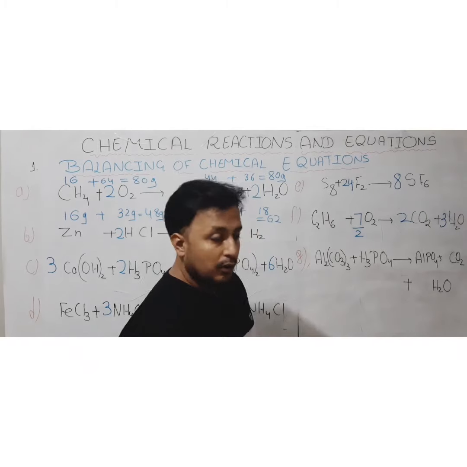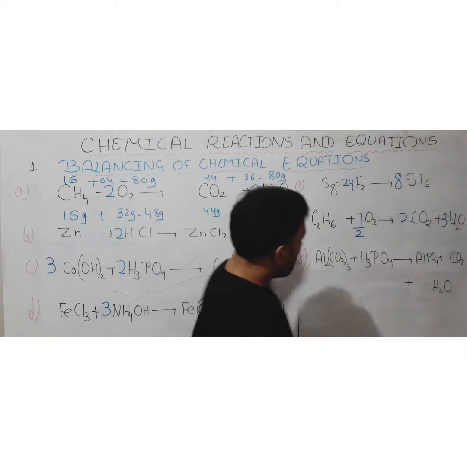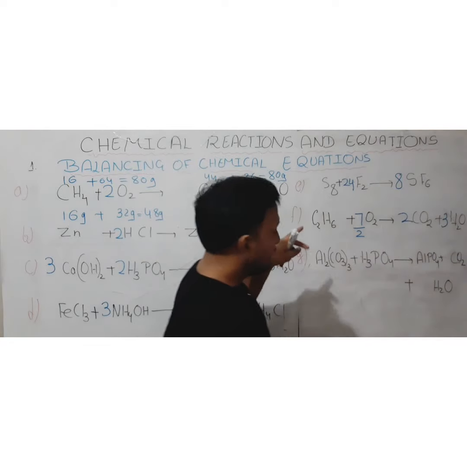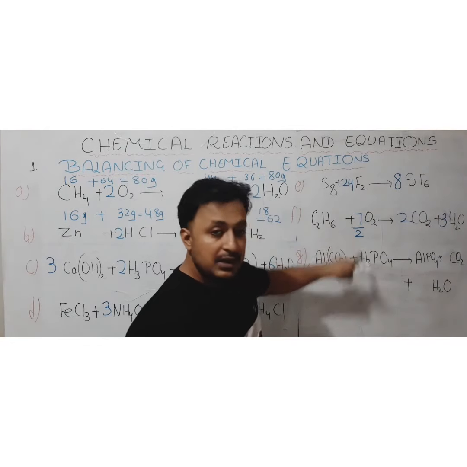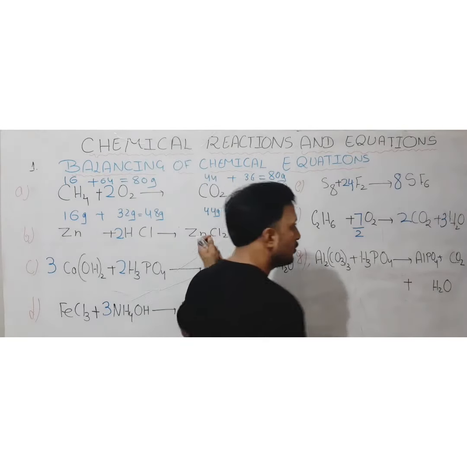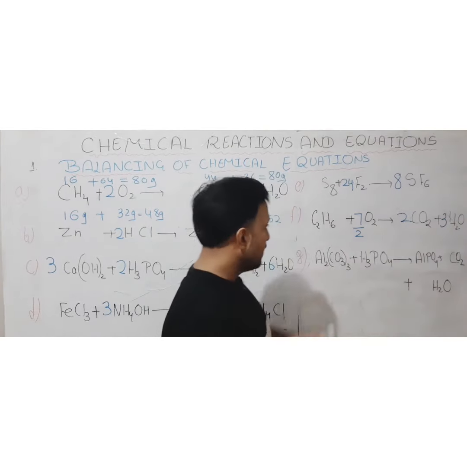So what we can do now is multiply the whole equation, on the reactant side and on the product side, with such a value so that this 2 can be cancelled. So how can we cancel the 2? By multiplying the whole equation with 2. You understand what we have done?